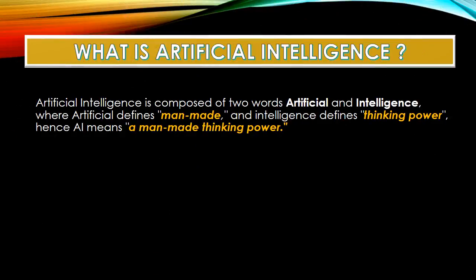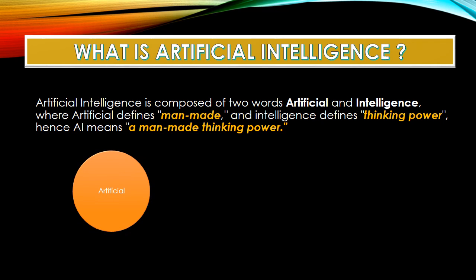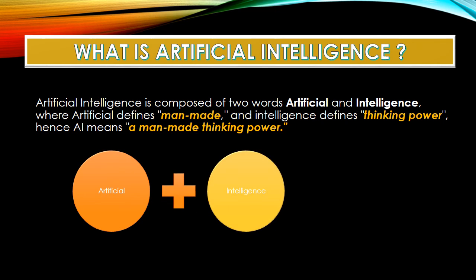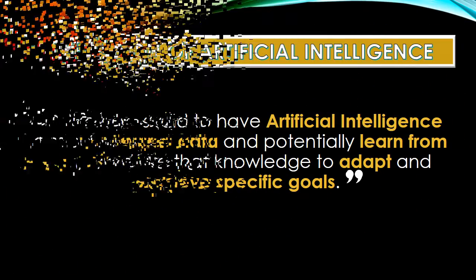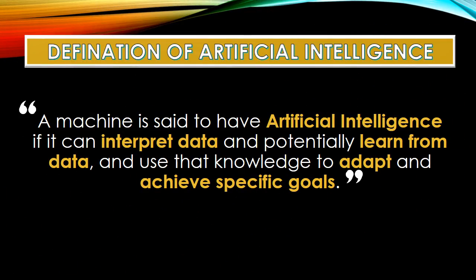What is artificial intelligence? Artificial intelligence is composed of two words, artificial and intelligence, where artificial means man-made and intelligence defines thinking power. Hence, AI means a man-made thinking power. Artificial plus intelligence is equal to artificial intelligence. Definition of artificial intelligence: a machine is said to have artificial intelligence if it can interpret data and potentially learn from that data and use that knowledge to adapt and achieve specific goals.